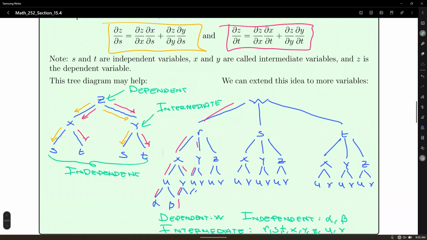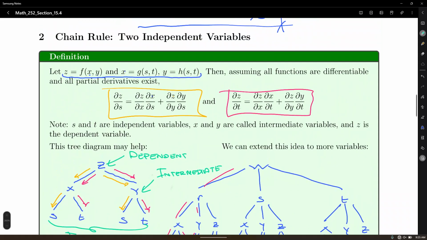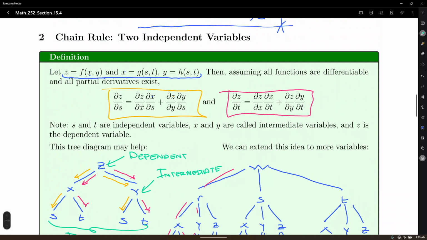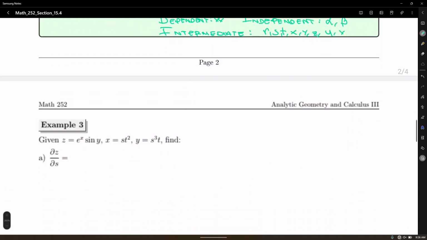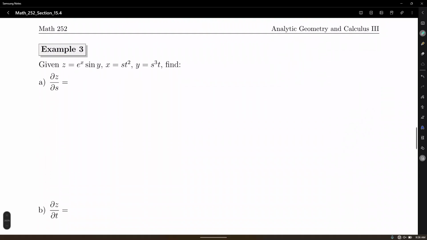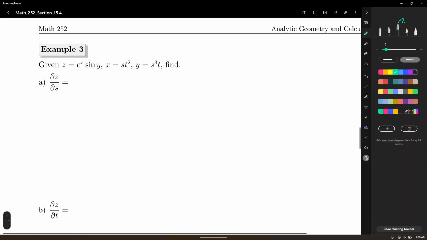So let's have a look at one example where we will see this chain rule with two independent variables in action. All right, so it's on the next page, page 3. We're given a function z, that's the dependent variable, and that depends on two variables, x and y. But at the same time, both x and y depend on s and t. All right, first of all, tree diagram.